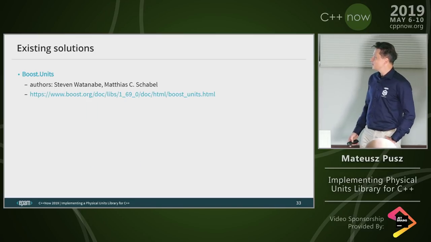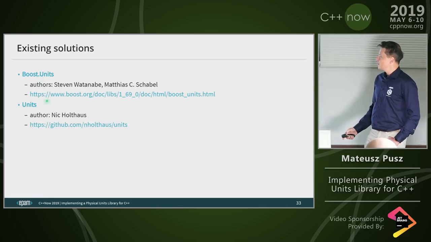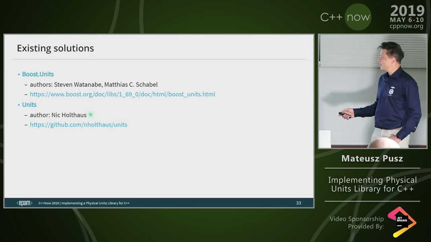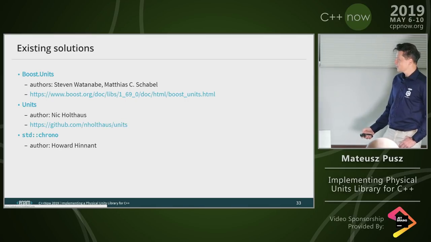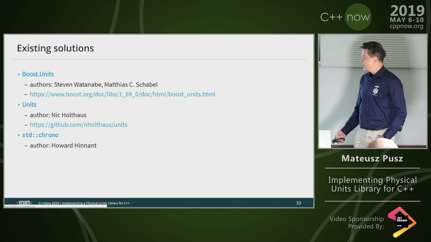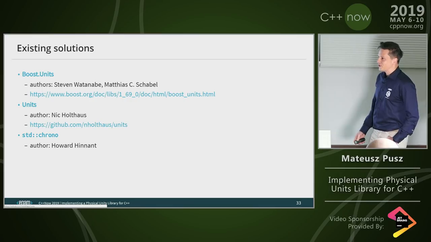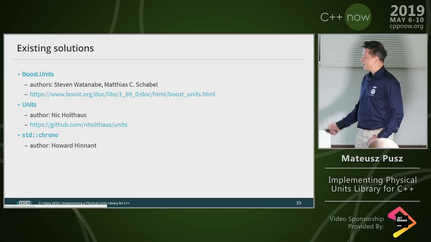Existing solutions. We'll talk about two of them today. We'll talk about Boost.Units and about the units library by Nic Holthaus. There are more, but those are the best ones, and they have some different design choices that I would like to highlight today. There's also std::chrono that should probably be our reference for designing such a library. It is by Howard Hinnant, who did it first for time, then for date.